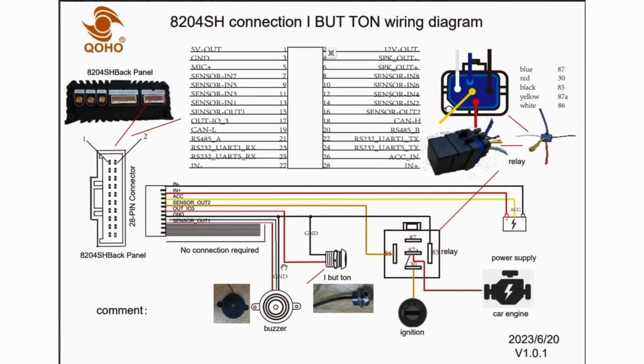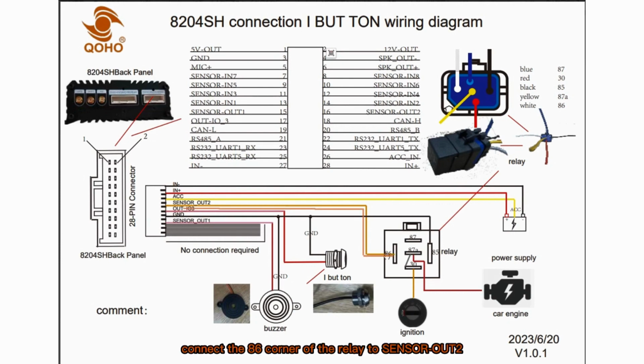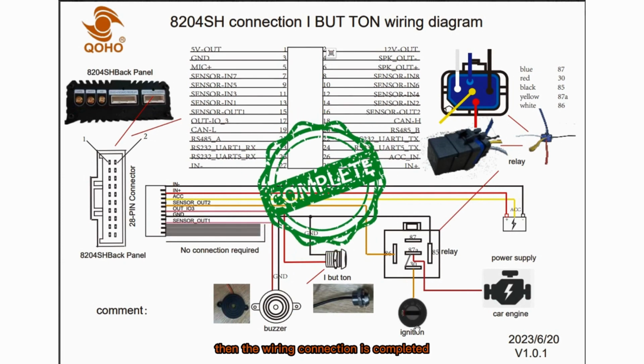of 8204SH. Connect the 86 corner of the relay to sensor_out 2, then connect the 87A and 30 of the relay to the engine line. Next, the ignition line of the vehicle. Connect 85 to GND, so that when the card reader successfully swipes the card, sensor_out 2 outputs a low level, so that the vehicle ignition and the engine are fired up and will work. Then the wiring connection is completed.